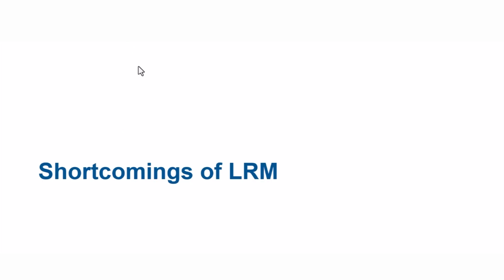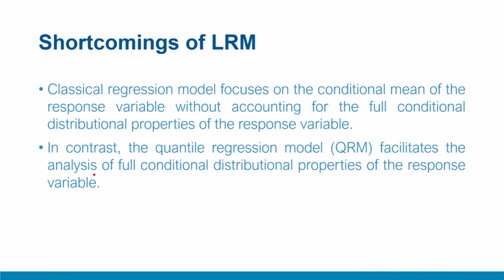In this video, we'll start the discussion with some of the shortcomings of the classical linear regression model. We have already discussed the linear regression model. We have also discussed its ordinary least square minimization scheme, where we minimize the summation of squares of residuals or regression errors. Let us start with the shortcomings of this LRM, or classical linear regression model.